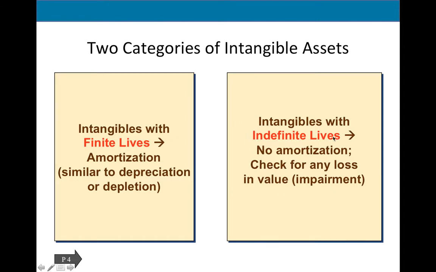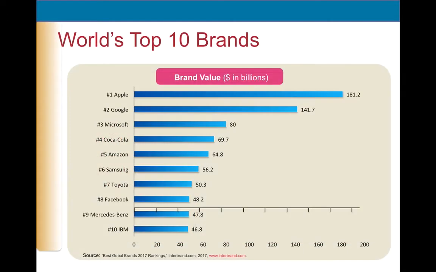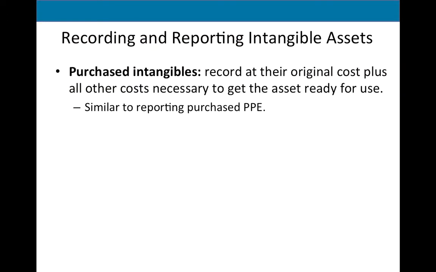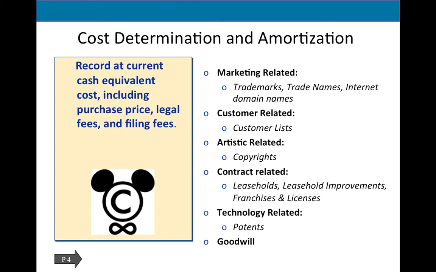Again, this is probably going a little bit beyond the focus of this course. You will study this group of assets in more detail in higher level courses. So I will go fairly quickly here. So these are different examples of intangibles, right? I divided them into these 1, 2, 3, 4, 5, 6 different groups. So you have marketing related, customer related, artistic related, contract related, technology related.